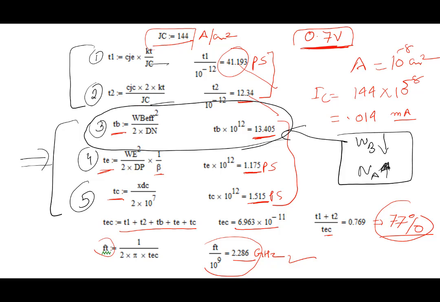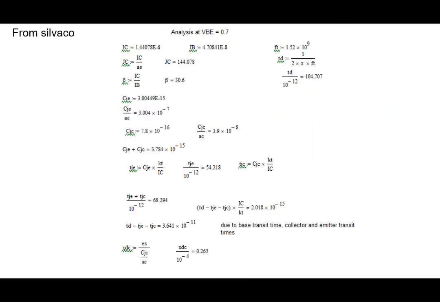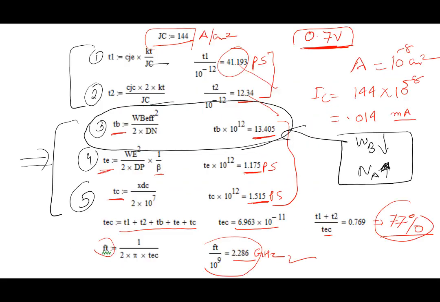Okay, let me stop here and let's discuss some. We now know that the most important delay that we are seeing here is base transit time. This one you can see here, WE square by 2 dp by 1 over beta, 1 picosecond, and all that we can reduce even further by, let's say, shrinking WE a little bit also. So this is not such a large delay, but still these two are 1 and 1. You can see the two delays are comparable in nature here.